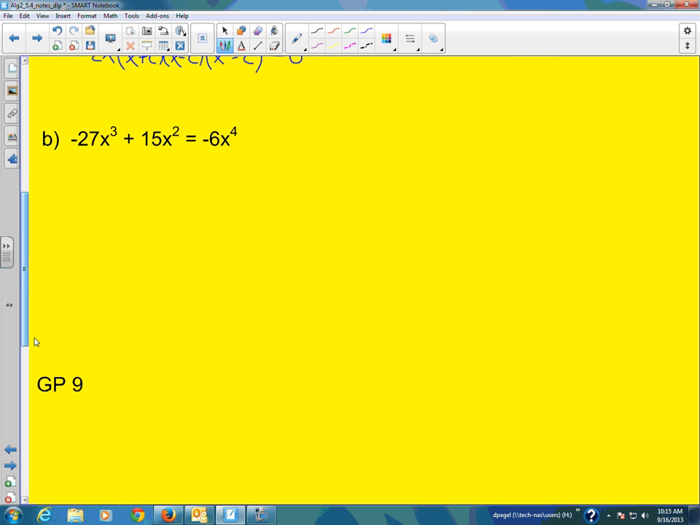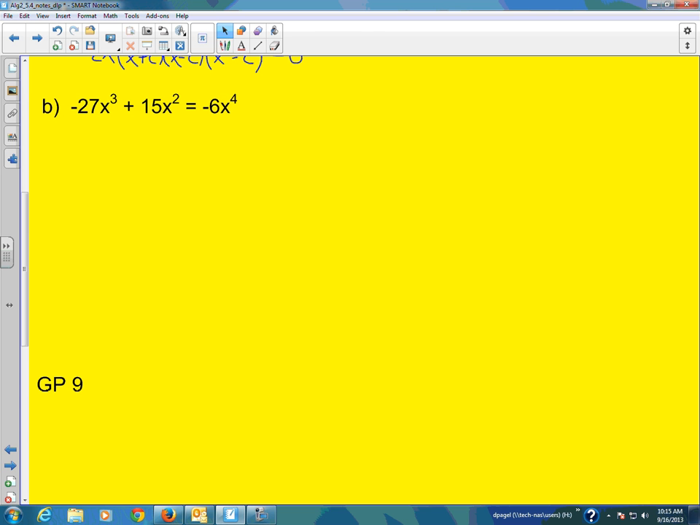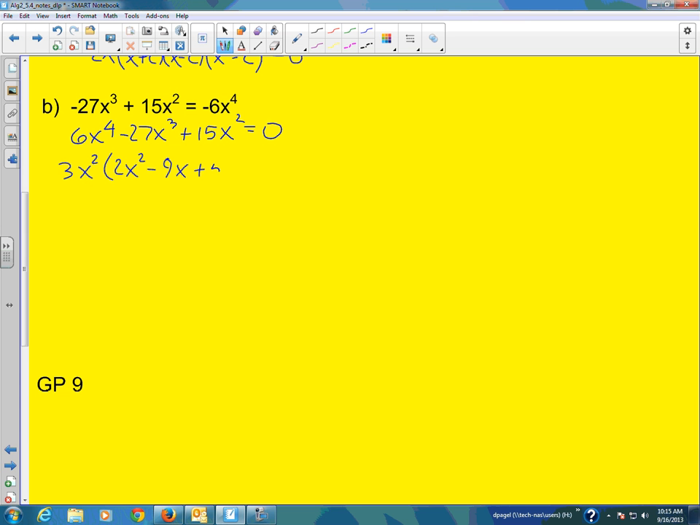What about this one? Well, let's see what happens here. Once again, I'm going to put all of my terms on one side. I'm going to add that 6x, negative 6x to the fourth, and put it on the left-hand side here. Minus 27x cubed plus 15x squared now equals 0. Don't forget the equals 0, because then you'll forget you're solving. 27, 6, and 15. 3x squared as my GCF. So negative 2x squared minus 9x plus 5 is equal to 0.